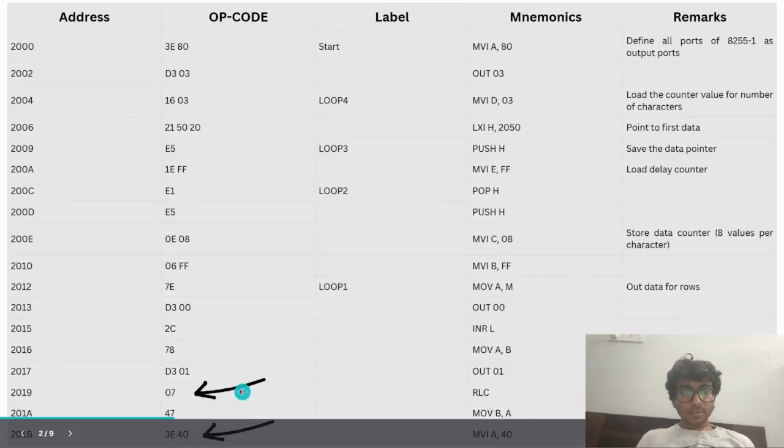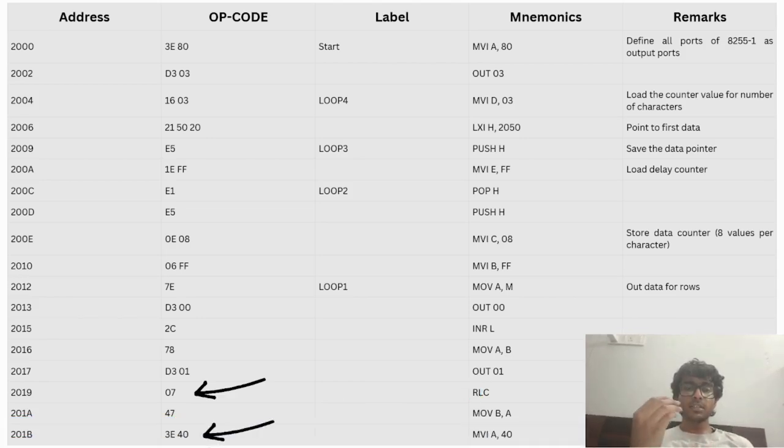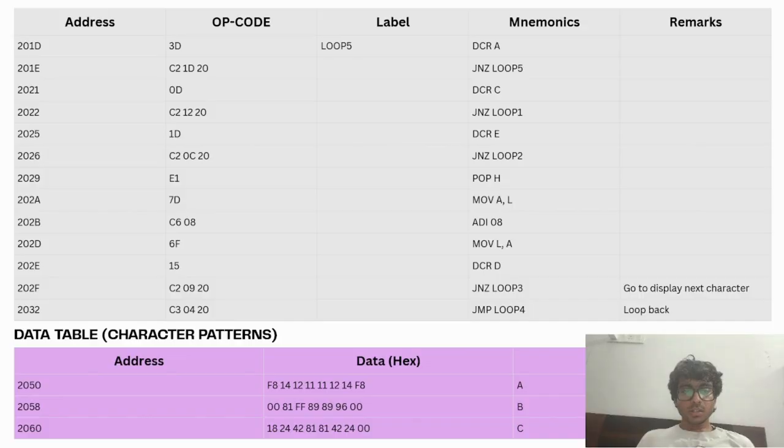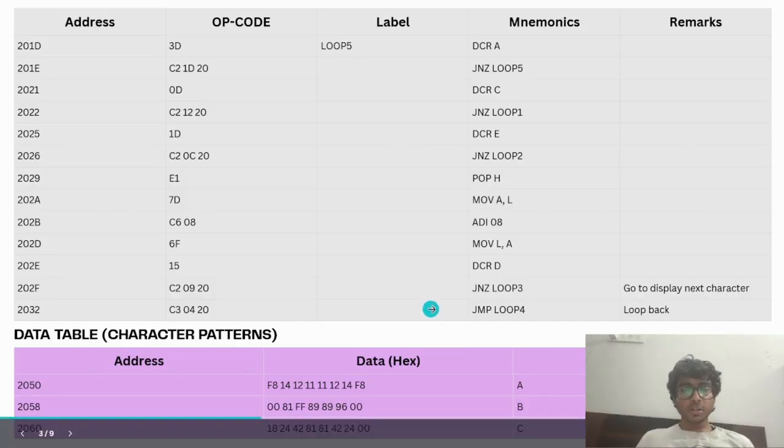By the way, this 2019 basically refers to the RLC mode, that is rotate left circular. It basically tells how the scanning of each column in the LED matrix happens. This is also the further part of the LED matrix only. This is the data table. We use three characters to portray our images, A, B, and C.